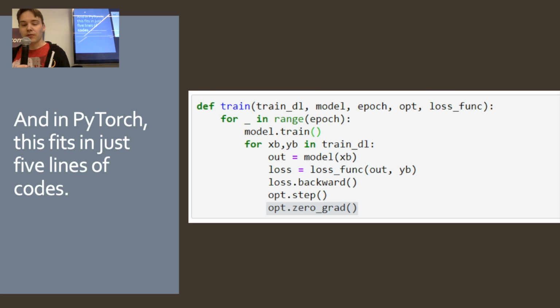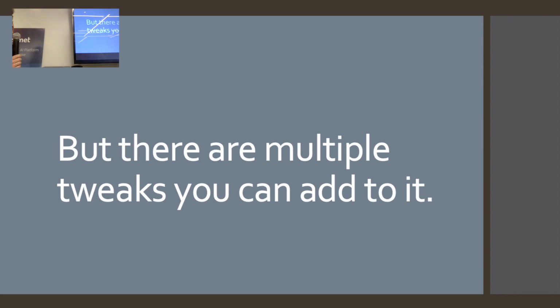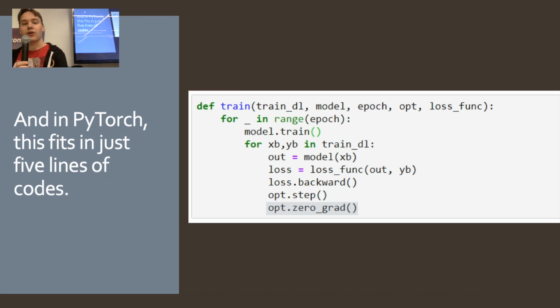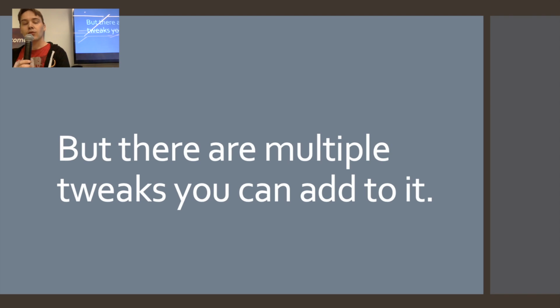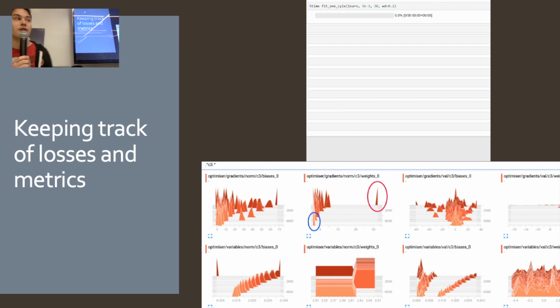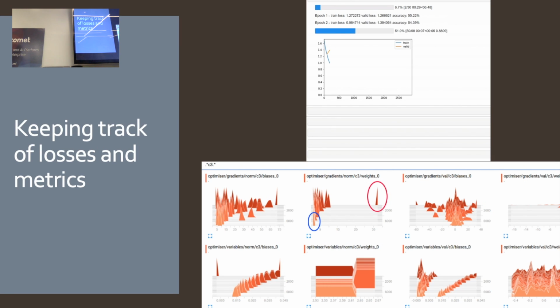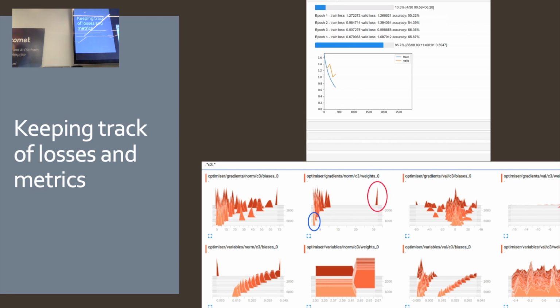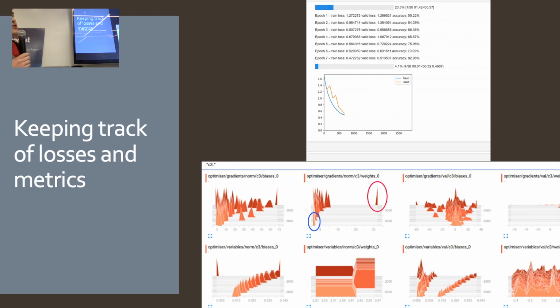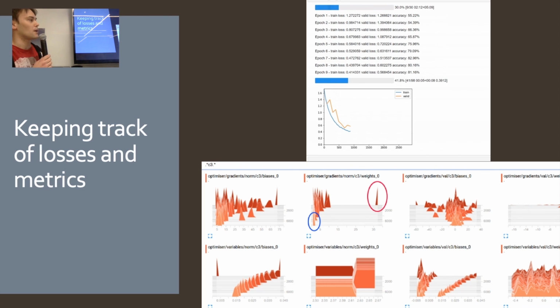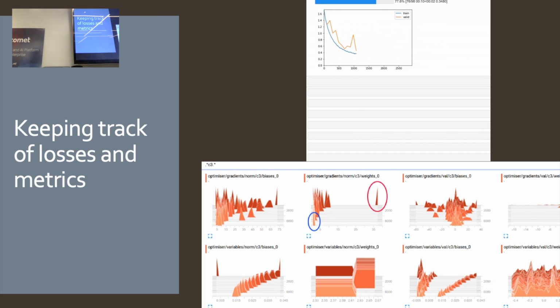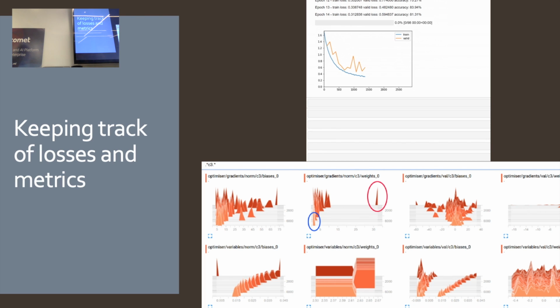So that's pretty simple. The problem is that there are multiple tricks that you can and that you will have to add to your training loop, and those 5 lines of code from before are going to soon become pretty messy. So what kind of tricks are we talking about? The first thing is that you will want to keep track of your losses and metrics, so maybe using Comet, maybe just recording your losses and accuracy, maybe using TensorBoard, and all of that is going to require additional instructions inside the training loop.